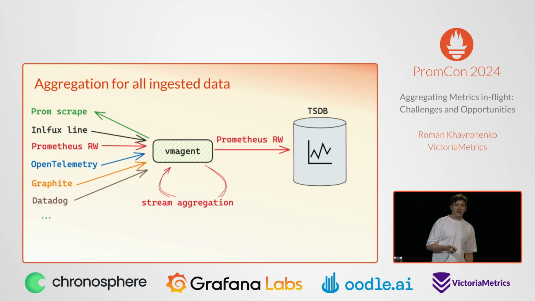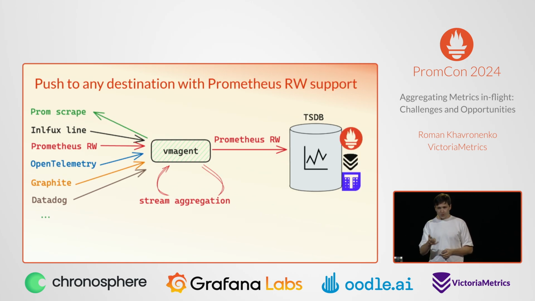What else? Stream aggregation works for all data ingested into VM agent. It could be scraped data, it could be Influx data, it could be OpenTelemetry ingestion. It has access to everything. You can receive some counters from OpenTelemetry and some counters from scraped targets, and then send them via the Prometheus remote write protocol to an external time series database. And what is cool about this is that you can send it to Prometheus as well. You can send it to Thanos, you can send it to Mimir, to VictoriaMetrics, because it's the same protocol.